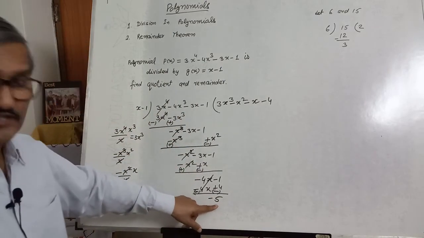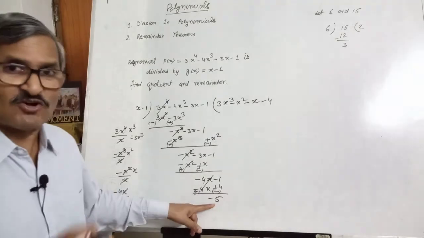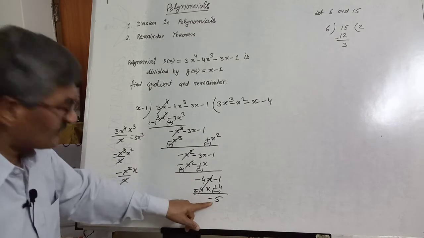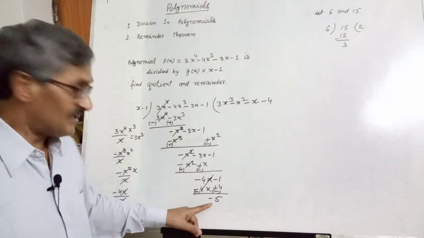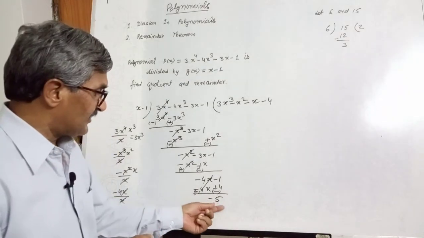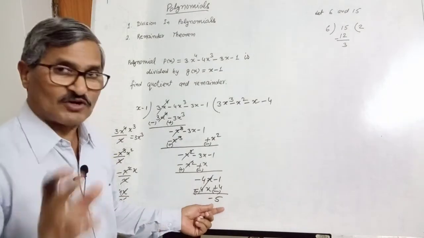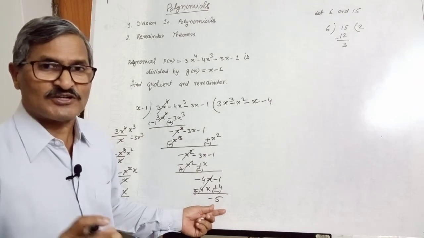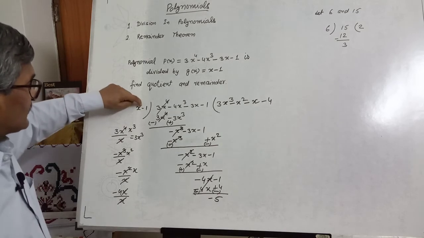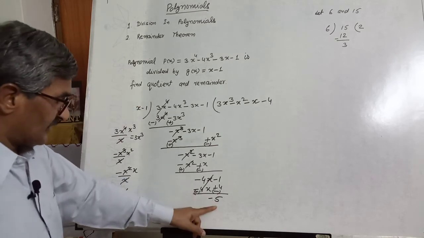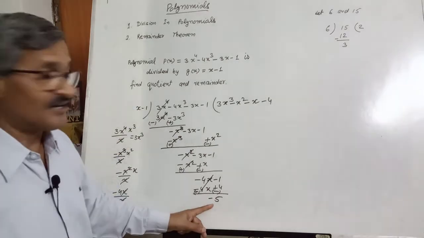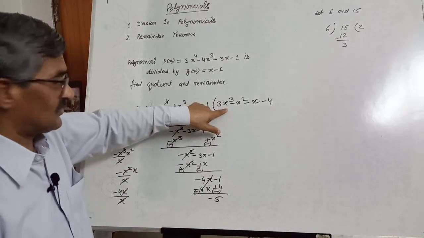Here the degree of this polynomial, this is a constant polynomial, is 0, and here the degree is 1. So this will become the remainder. If the degree is less than the divisor, then that will be the remainder. Degree of a constant polynomial is 0 and here degree is 1. So the degree of this polynomial is less than the degree of the divisor, so this will become the remainder. Here we are getting the quotient.